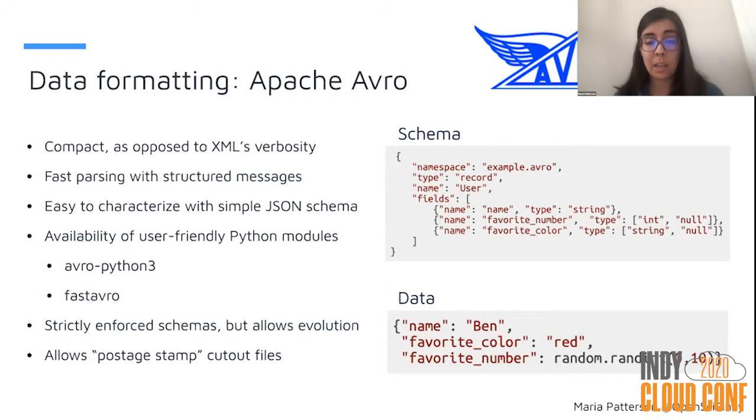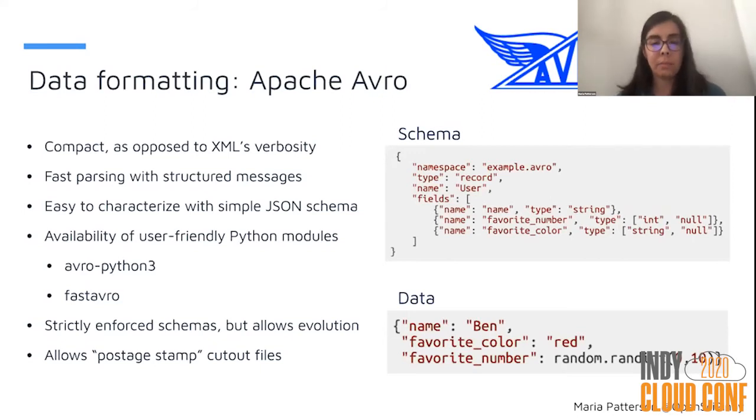The data below is the data that I want to be shipping out. My name is Ben, I have a favorite color that's red, and my favorite number changes all the time. I want to wrap that data with this schema, and that's what you do with Apache Avro, and you can ship data like that. This is a binary format, so it's much more compact, and it minimizes the data volume, which is what the engineers like. It's also easy to read and easy to structure if you're a data scientist.